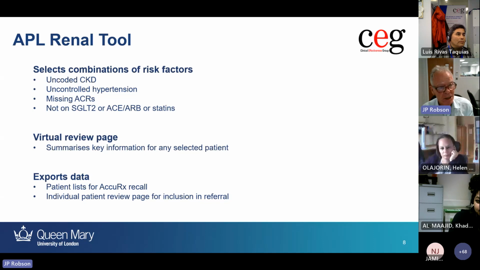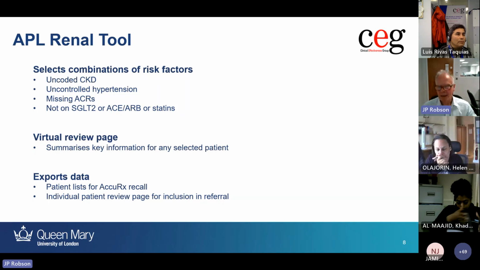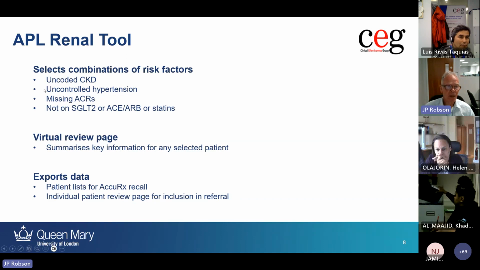Because what you're really interested in is people who really do have CKD, and if they do, are they on the right treatments? So it helps you find any CKD that's uncoded. So people who've got a low EGFR, but don't have CKD coded. It finds people with CKD who have uncontrolled hypertension or are missing ACRs, or who are not on the right treatments. So it'll help you do all those things.